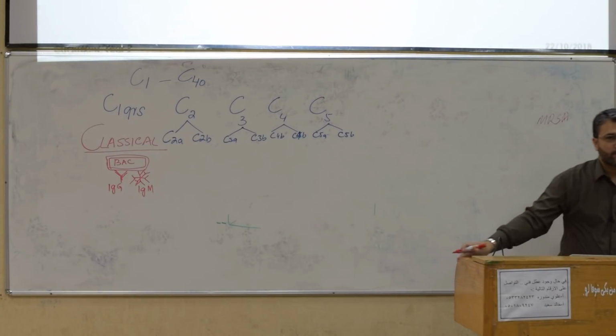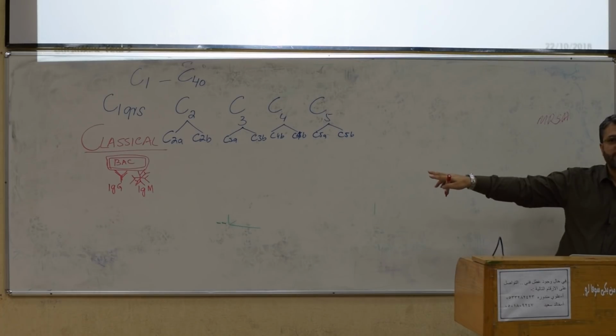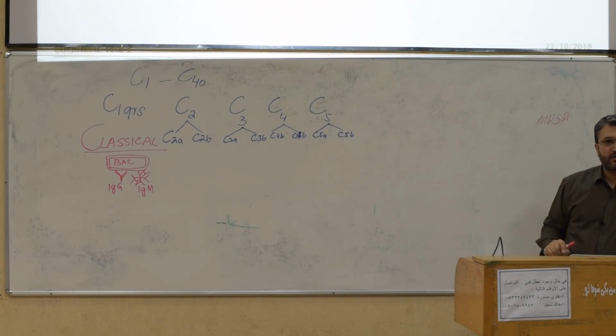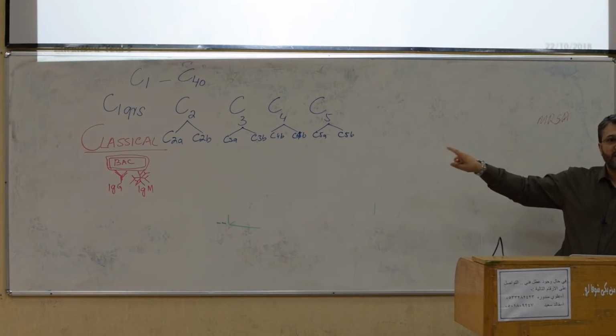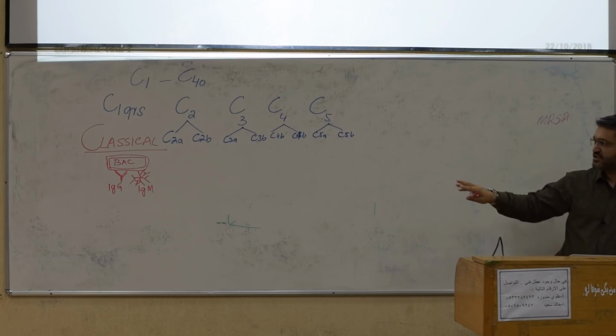So the classical pathway is going to start when the bacteria enters the body. Immunoglobulin G and IgM are going to bind and make an antigen-antibody complex. Okay, so that's the starting point of the classical pathway. Immune complex is formed between IgG, IgM, any of these. Mostly it is IgM, which is stronger than IgG, and they bind to it and they will fix.